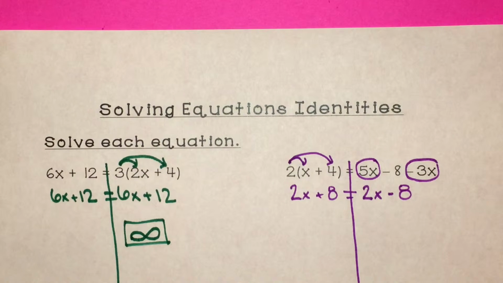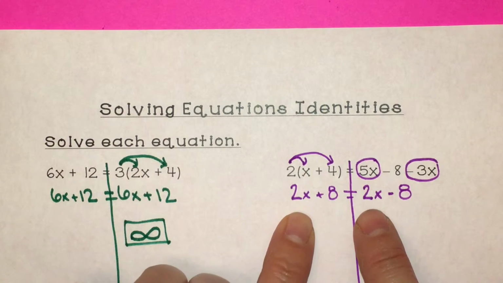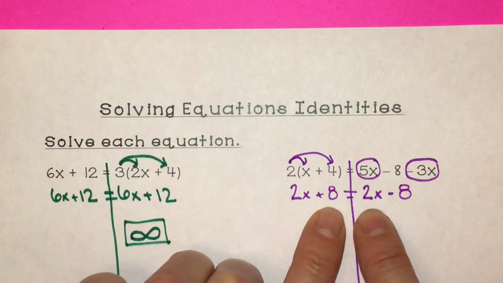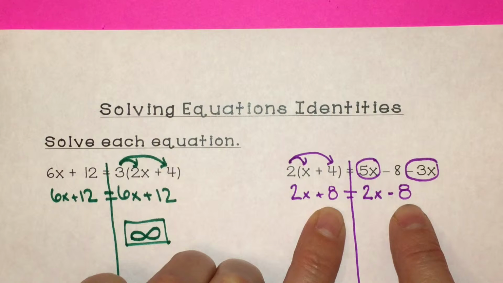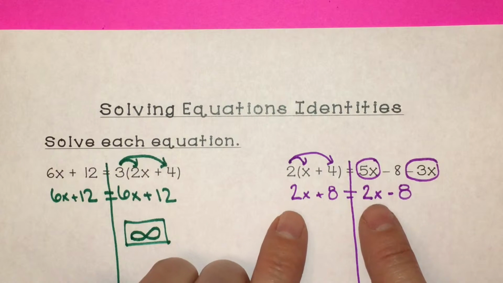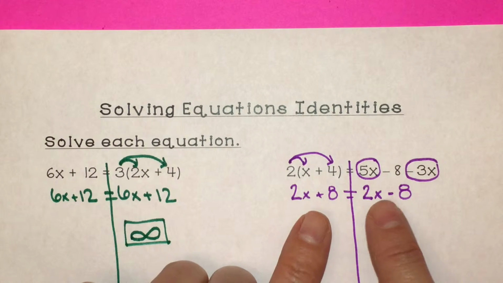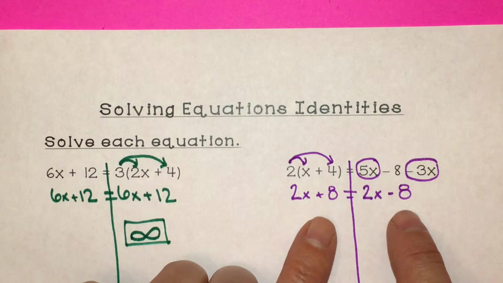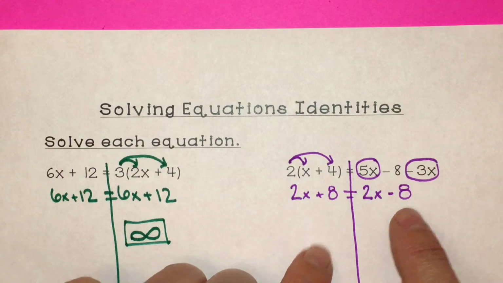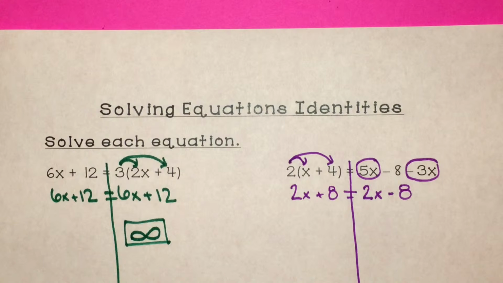So some people can see right here, oh, the two sides will never be equal because, well, we both start with 2x, but one side has plus 8 and the other side has minus 8. Well, if you start with the same thing and you add to one side and subtract on the other, the two sides can't ever be equal. Okay, so some people have a hard time visualizing it at this point, so let's take it a step further.